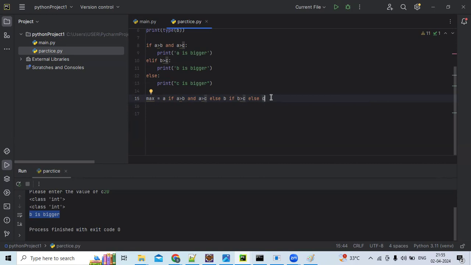Deepthi and Khyati, did you understand? For A greater than B and A greater than C, can you use brackets? Officially in Python, it's not required. See, we haven't used brackets anywhere before, right? Similar way. Okay.